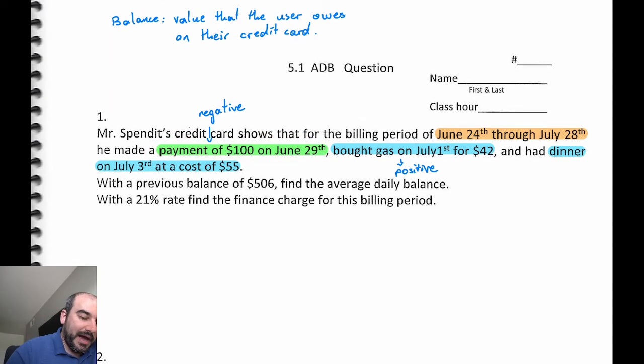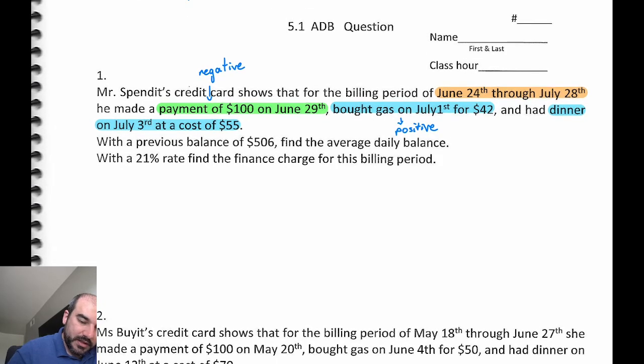So now that we have that, we have a previous balance of 506. We'll use that to figure out what the balance is throughout the month, and we're asked to find the average daily balance. To find average daily balance, this is the process. First we're going to break apart our month, which is June 24th to July 28th, based on the purchases and the payments that were made during that month. So we're going to have time intervals.